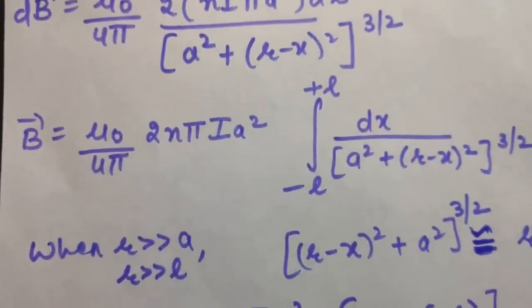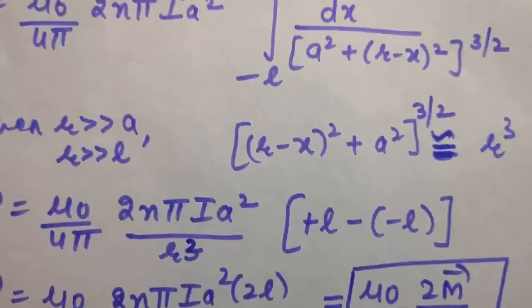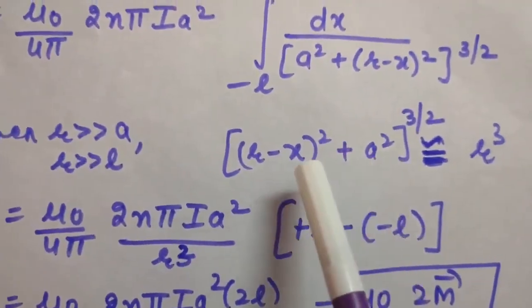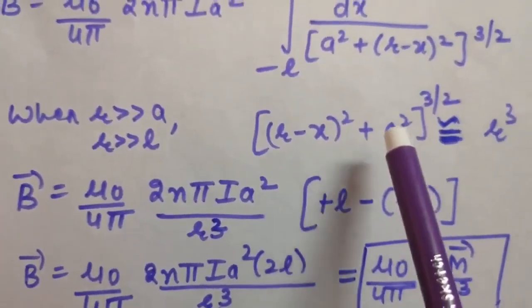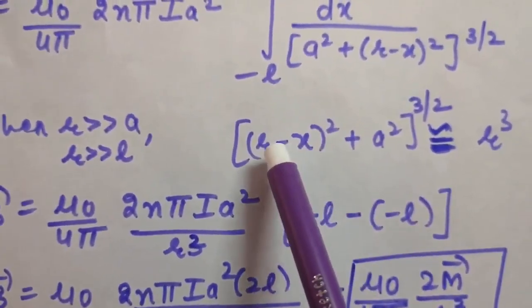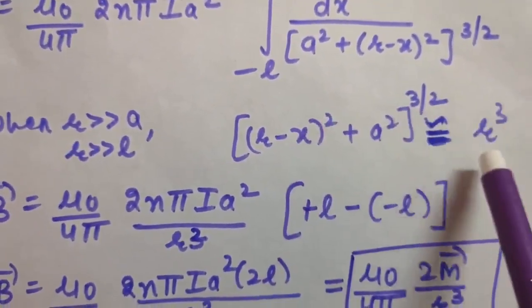Now if we apply the condition, if R is very much greater than a as well as L, then a and x both can be neglected in that case. So that means a and x both are neglected. That will give you (R²) to the power 3 by 2, and the 2 will again cancel out, so it will give you R cube.